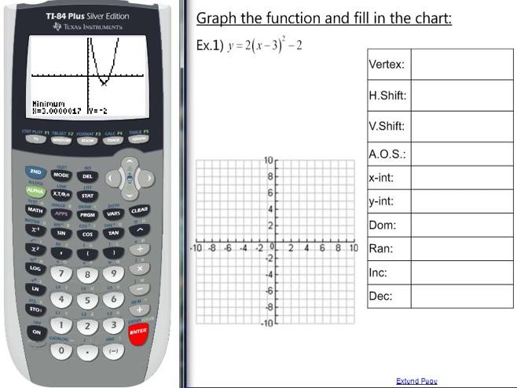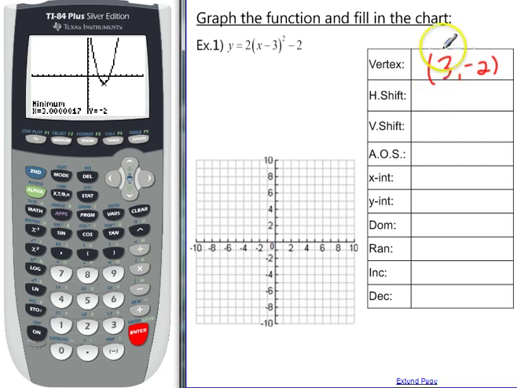So here on our chart, we can fill in our vertex is 3, -2. And remember, then you're going to take that vertex, the x coordinate, and that is going to be your axis of symmetry. And remember, your axis of symmetry is always an equation, so it needs to say x equals 3.